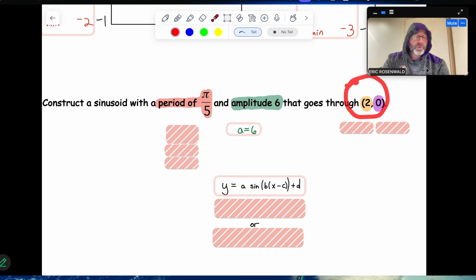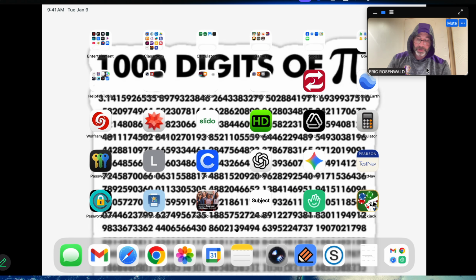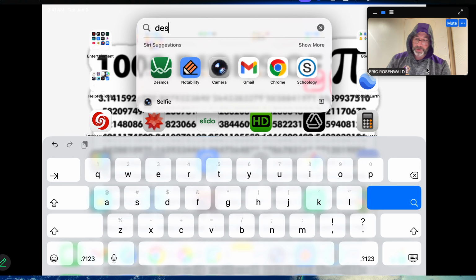When we say it goes to the point 2, 0, what we're actually saying is that the graph has been shifted to the right 2 and it goes up 0. So when we say a point 2, 0, we're forcing it to go to the right 2. So let me show you what that actually looks like just to confirm it with you, okay? I'm going to pull up my Desmos here.